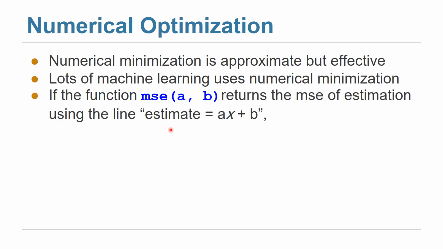Now, to formalize this, let's say that we have a function called mean square error, and that function takes the slope and the intercept of a given line. So we want to compute the mean square error of that line, given, of course, a given data. This function returns the mean square error of the estimation using the line that is estimated by a times x plus b. So a is the slope and b is the intercept.